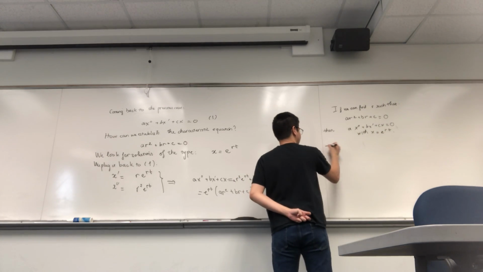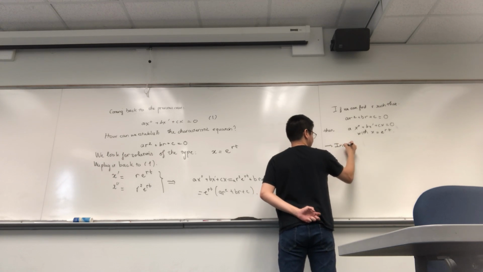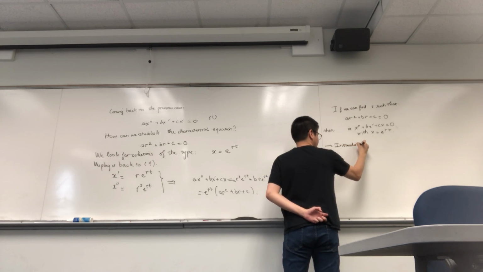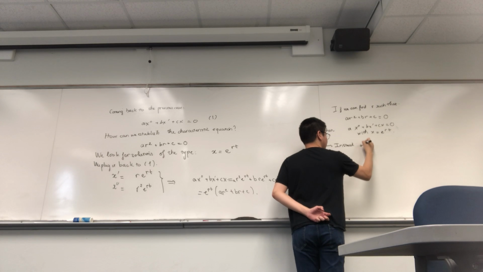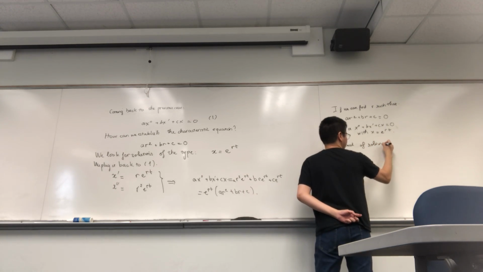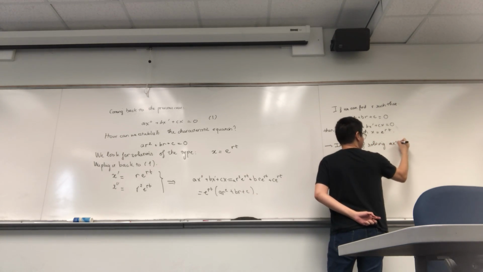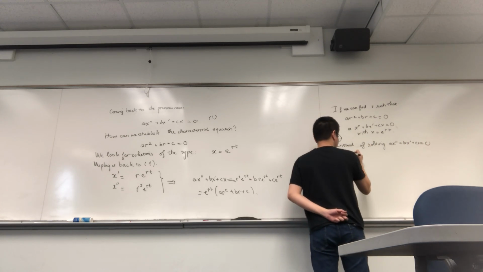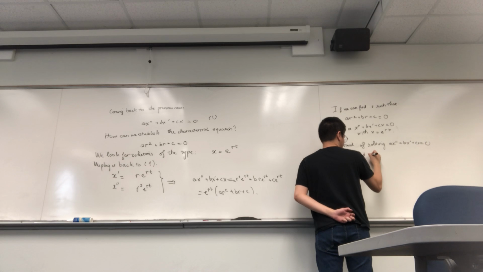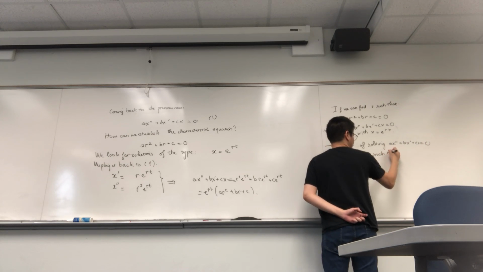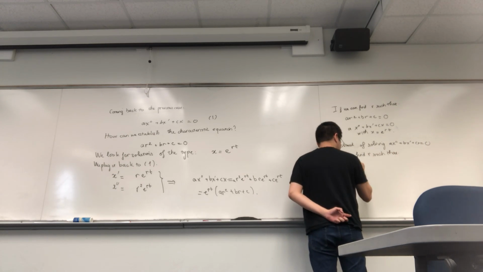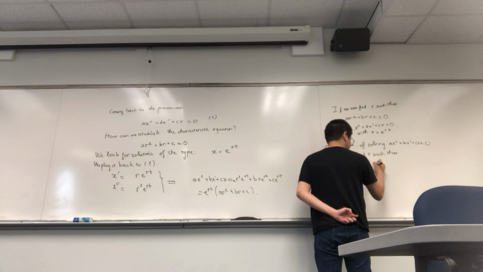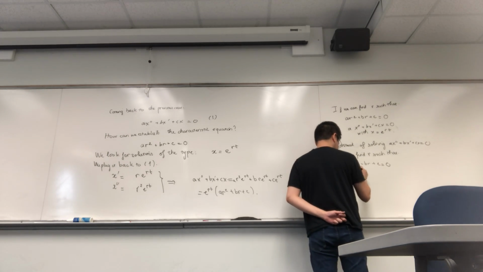So instead of solving ax second plus bx prime plus cx is 0, we find r such that ar squared plus br plus c is 0, and this is the characteristic equation.